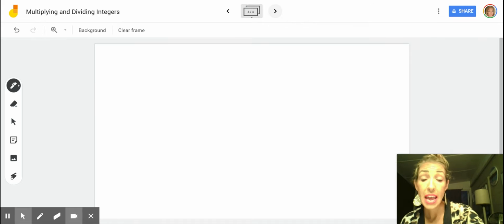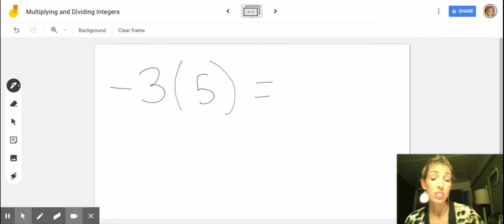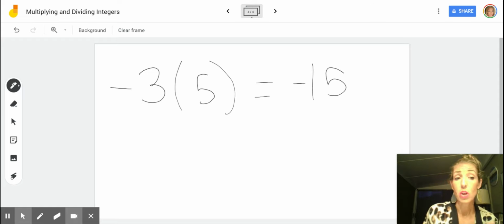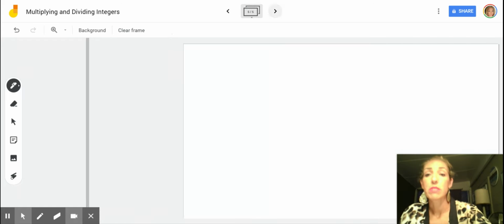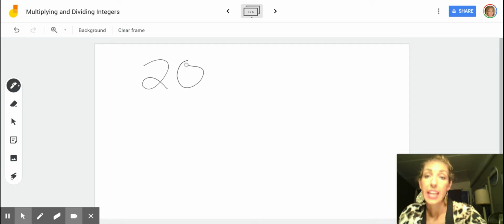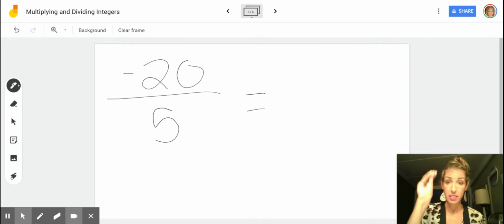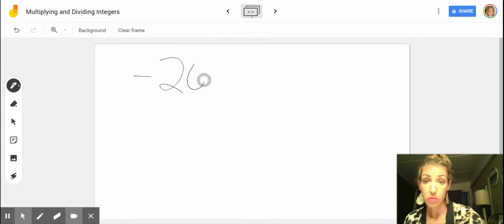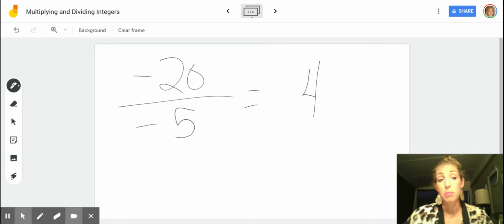Let's say I made the 3 a negative. It doesn't matter which number has the higher absolute value in multiplication. It's just if I see a negative and a positive, my answer is always negative. Same thing happens with division. So for example, if I do -20 divided by 5, negative divided by positive, I get a negative answer. If I do a negative divided by a negative, my answer becomes positive.